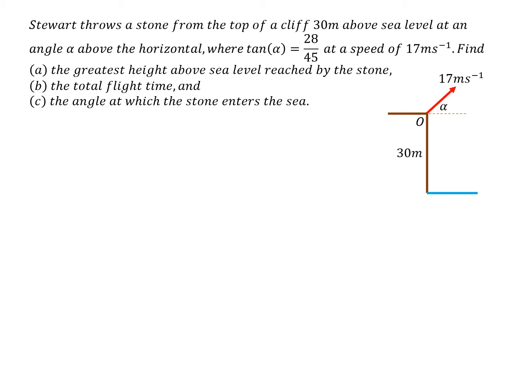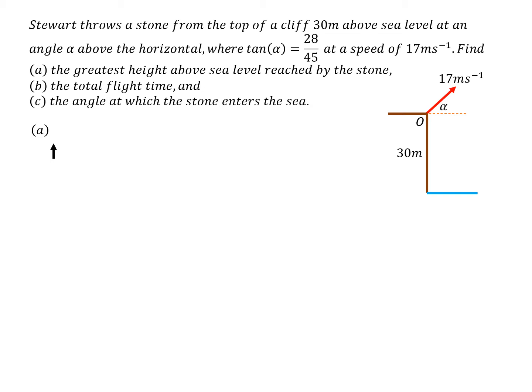So there's our cliff, and the origin is the start of the motion, as is usually the case with SUVAT, and the angle alpha here, the angle with the horizontal, initial speed of 17 meters per second, and the height of the cliff 30. So to try to find the greatest height above sea level reached by the stone, I need to look at the vertical direction.